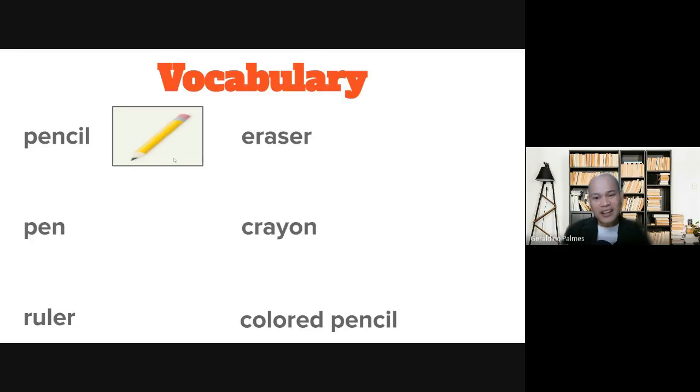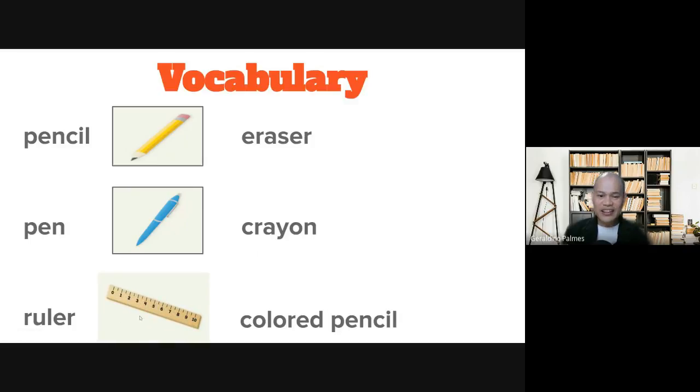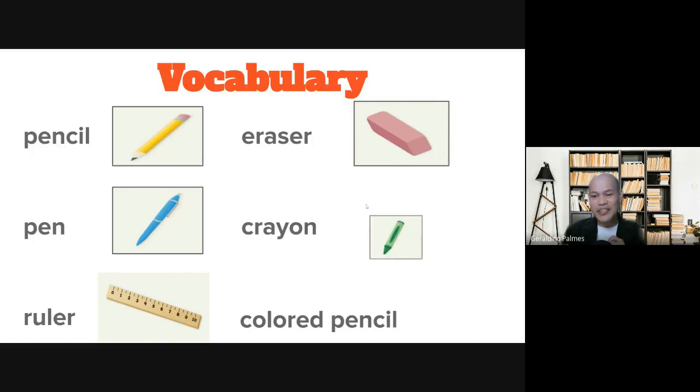Pencil. Next, pen. Next, ruler. Yay! Can you look at this? What is this? Okay, can I hear that? Eraser. What about this?